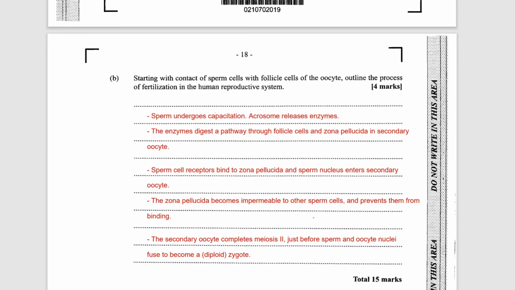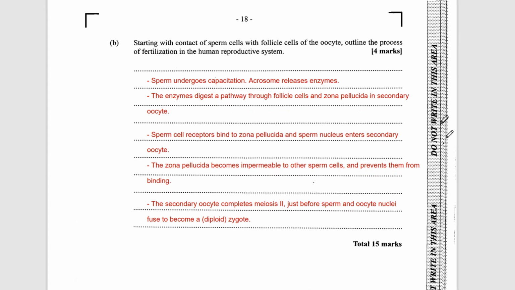And the last question of this paper, starting with contact of sperm cells with follicle cells of the oocyte, the secondary oocyte, which is released during ovulation, outline the process of fertilization in the human reproductive system. I would say any 4 of these points here should be fine to get 4 marks.